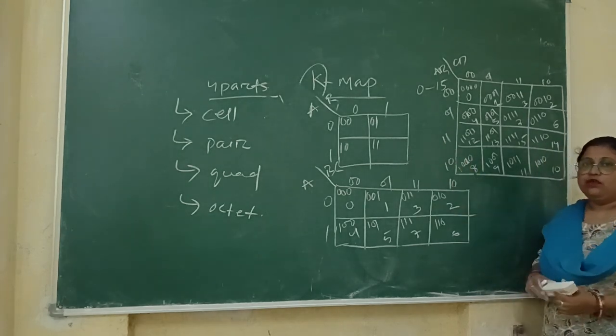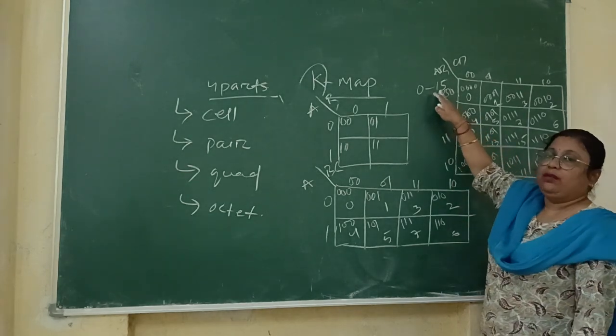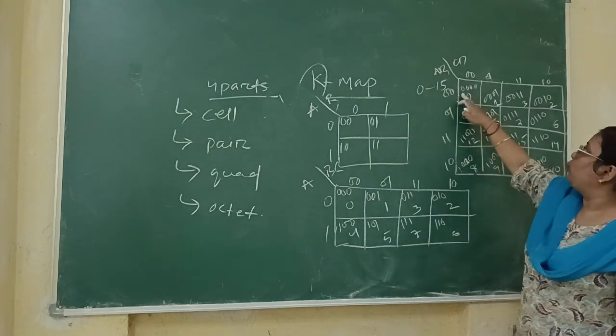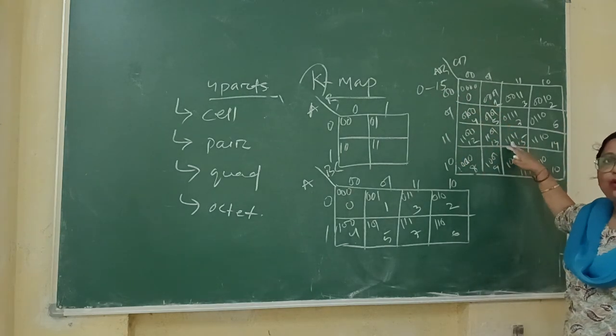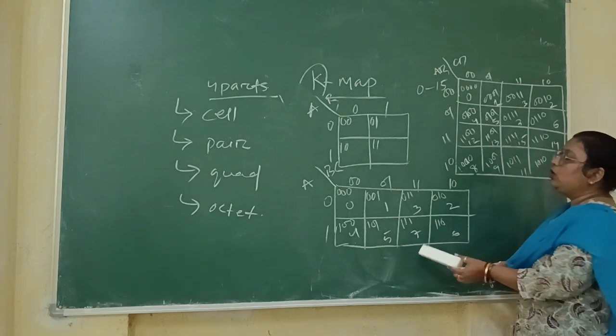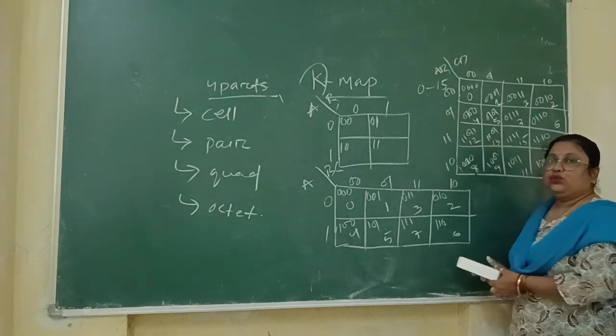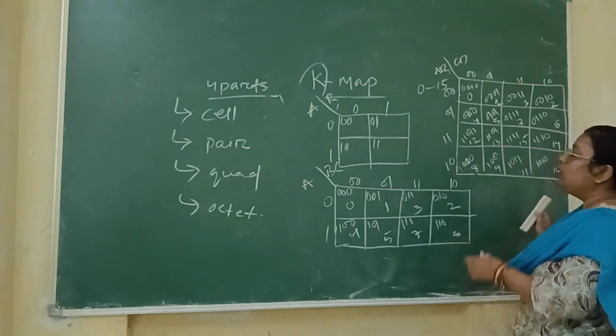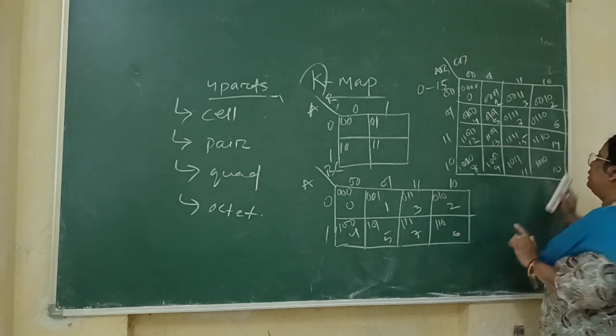As for 4 variable, it contains 0 to 15 values. So it starts from 4, 0, ends at 4, 1. It ends with 4, 1. So this is the process through which we can draw the K-map or define the cell number.